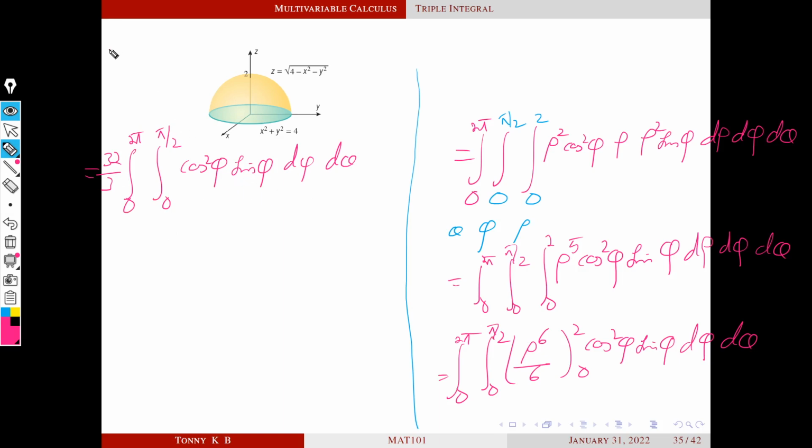For example, if you substitute u equal to cos phi, then du equal to minus sin phi d phi. So this integration becomes minus, cos phi is u so this becomes u square, and sin phi d phi is minus du. That's why there is a minus sign. And what about the limits? When phi equal to 0, u equal to cos 0, which is 1. When phi equal to pi by 2, cos pi by 2 is 0. That's why this is 1 to 0. Then you can change the order of integration, or you can directly integrate, no problem.